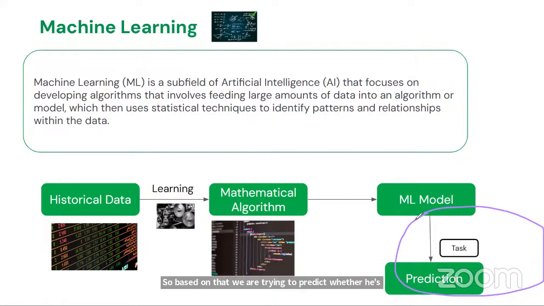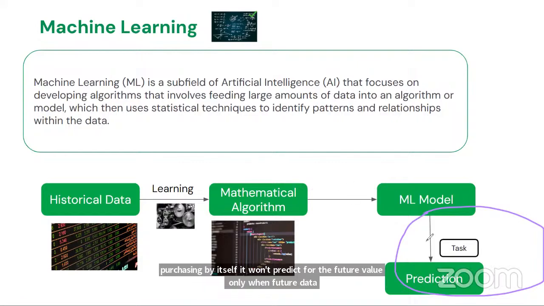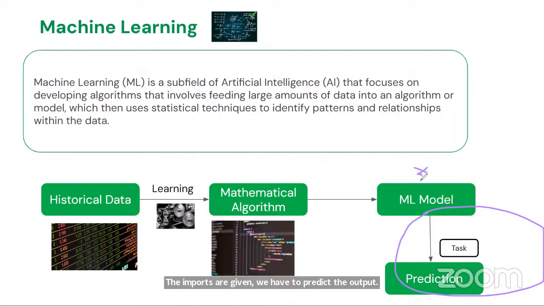Machine learning by itself won't predict a future value. Only when future data or new data inputs are given, we have to predict the output. That is the important thing. The input should be given. The model should take the inputs.